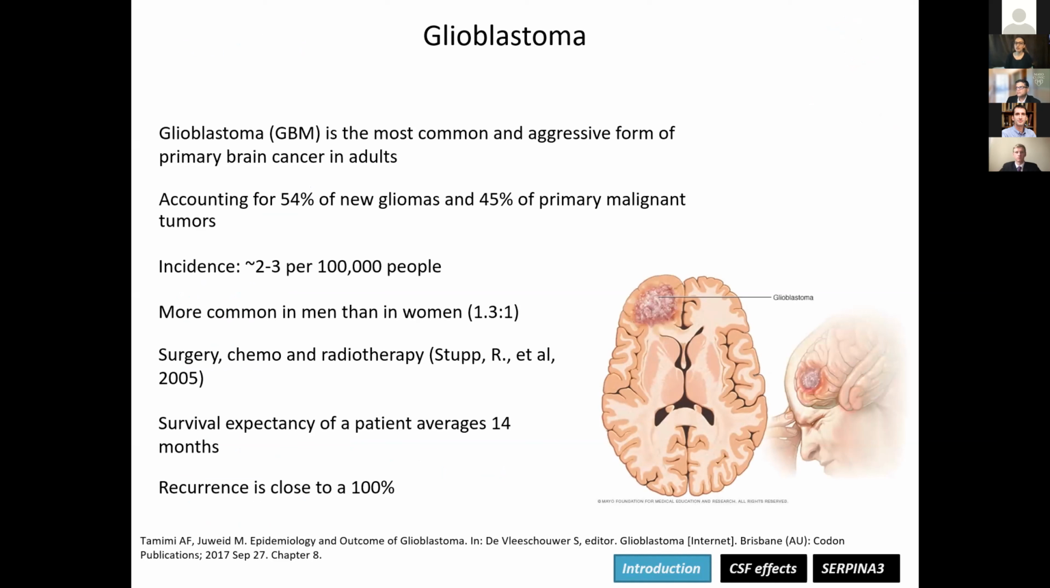It's slightly more common in men than women, and nowadays the treatment for glioblastoma includes surgery, chemo, and radiotherapy. Also, the FDA just approved tumor treating fields, but it's not widely used yet. However, despite these aggressive treatments, the survival expectancy of GBM patients is only 14 months, and the recurrence rate is close to 100%. Next slide, please.